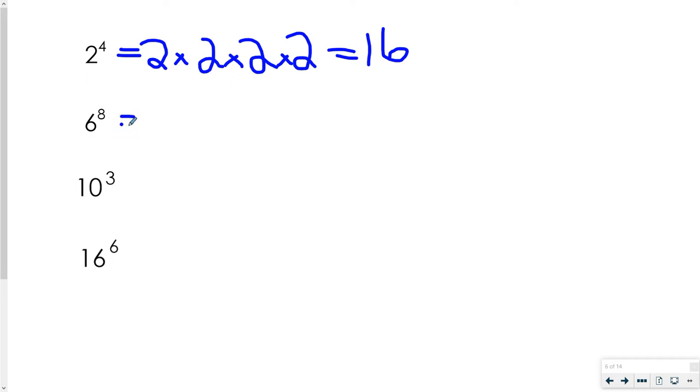is, sorry, I was trying to switch to touchscreen, but it's not going to let me, is again, the bigger number is what I'm going to be writing. So 6 is what I write, and I write it 8 times. Now this one, I'm going to get you guys to get the answer for, because I don't have my calculator handy.